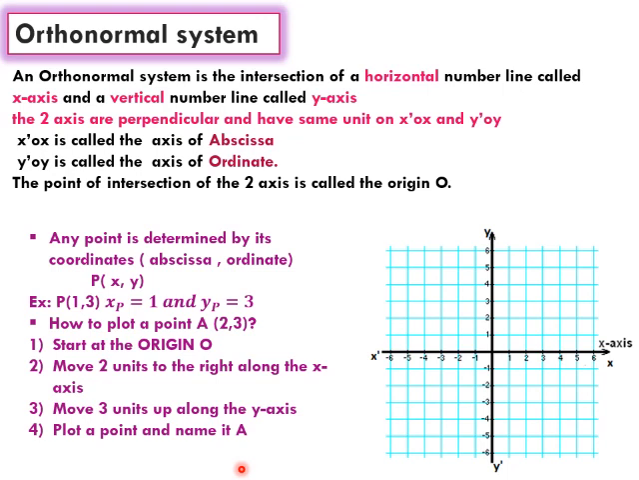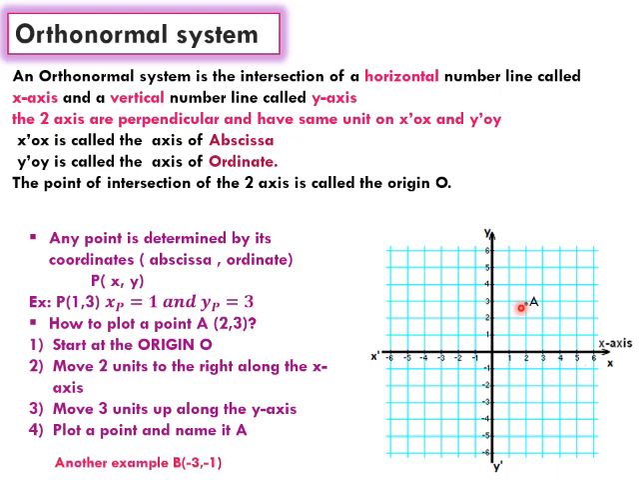How to plot a point A of coordinates 2, 3? First, we start at the origin O. Second, we move 2 units to the right along the x-axis, since the abscissa of A is equal to 2. And third, move 3 units up along the y-axis, since the ordinate of A is equal to 3. So A is located here.